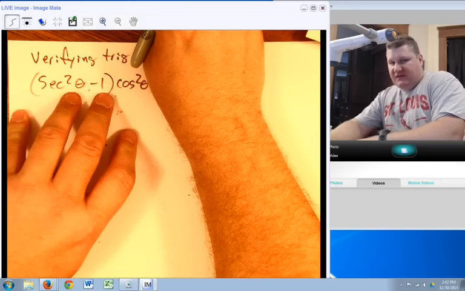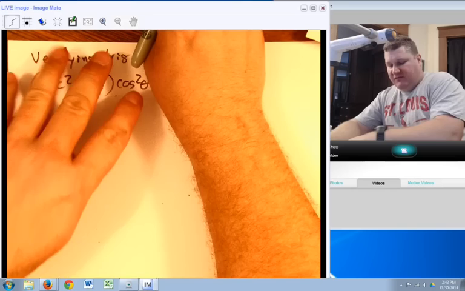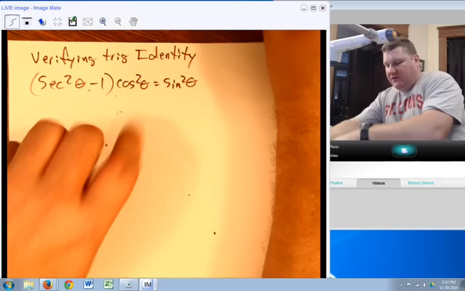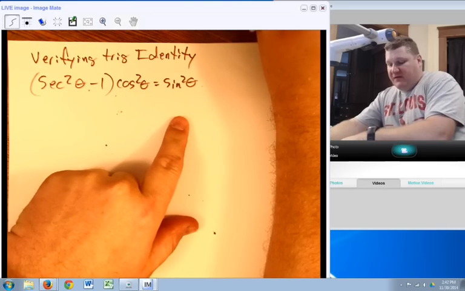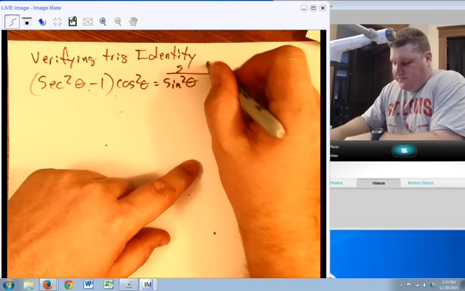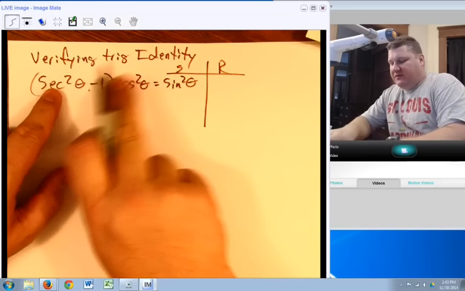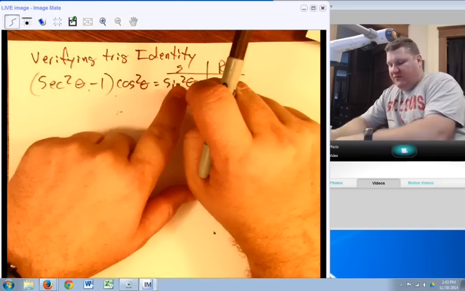Now, in this case, since we're verifying, we actually are doing more like a geometric proof, where we have something that we want to turn into something else very specific. So we're going to do it in a very similar way. We're going to make statements, and we're going to have reasons, but we're going to be moving from here to here. Now, by the way, I could have moved from here to here.